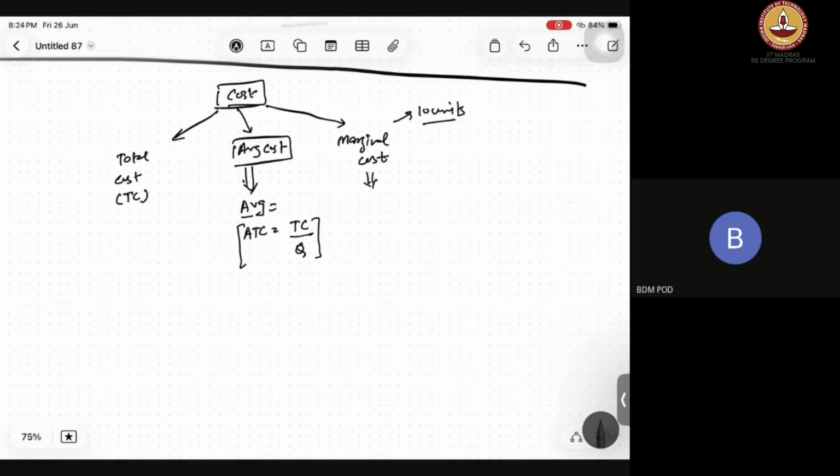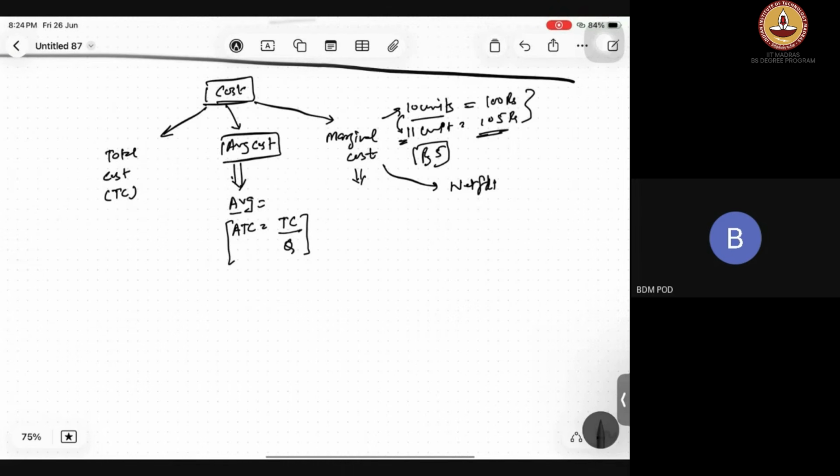10 units. The cost is 100 rupees. If you are consuming one extra unit, you added one more unit, the cost is 105 rupees. So the additional cost when you are paying for one extra unit is nearly 5 rupees. Okay, take an example of Netflix.